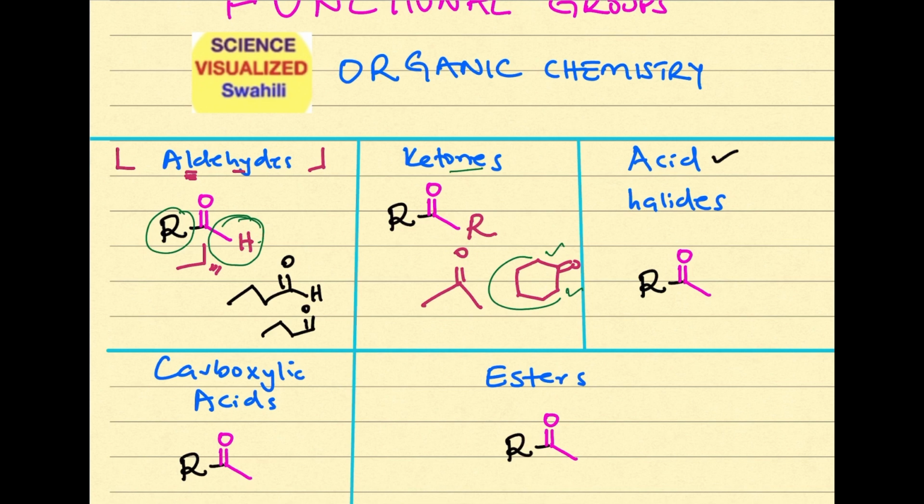Next is acid halides. Acid halides have an R group joined to a carbonyl, and then this position has a halogen. Remember, halogens could be fluorine, bromine, chlorine, and iodine. So an example of that would be something like this. This would be an acid fluoride. So you could have acid fluoride, acid bromide, acid chloride, and acid iodide. These are actually the most reactive type of carboxylic acid derivatives, and we'll see that later.